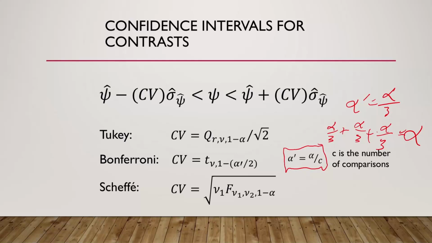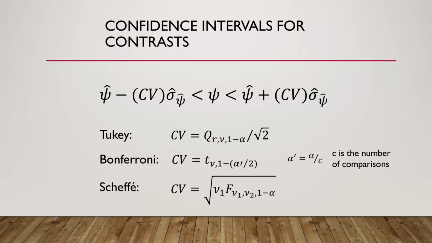So if you set the type 1 error rate at 0.05 and divide it up by the number of contrasts you have, you're keeping the family type 1 error rate at 0.05. Remember, the family is the entire set of contrasts. So all we're doing is using a T with alpha prime instead of alpha, where alpha prime is alpha over C. That's all that's different about this. A pretty straightforward way of doing it. You're just breaking up your type 1 error rate into the number of contrasts that you have.